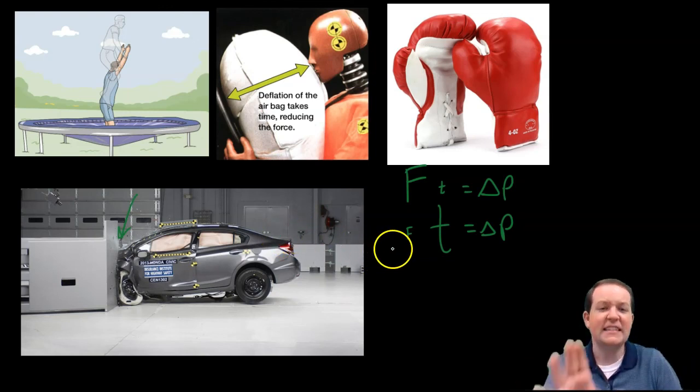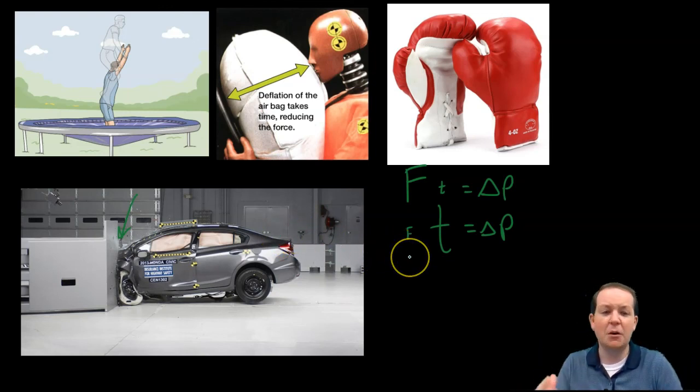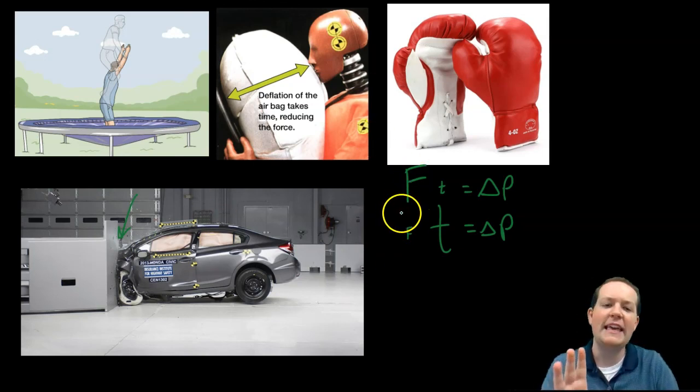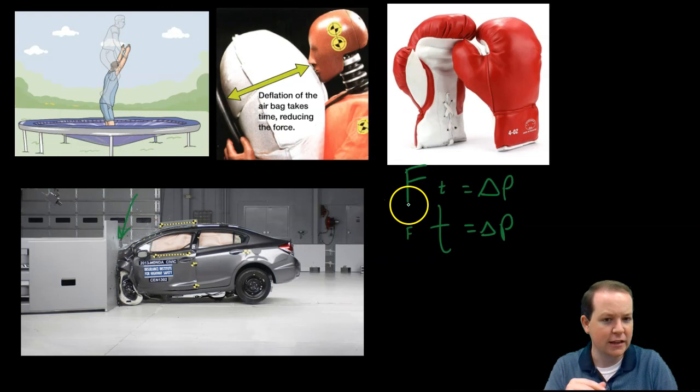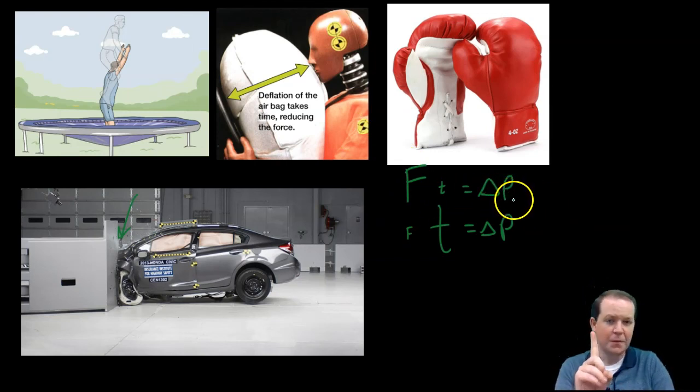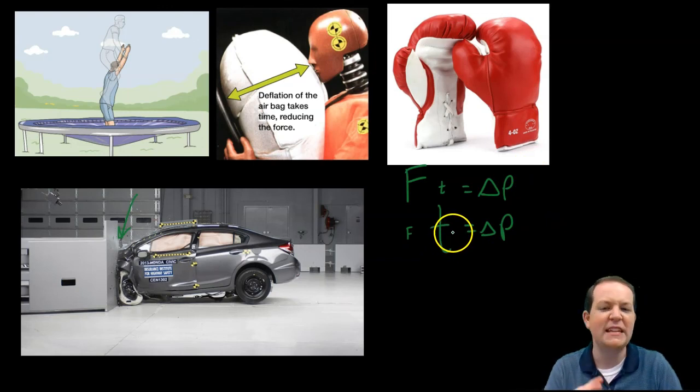So impact, safety. How do you keep someone safe? How do you decrease the force acting on them? You do it by increasing the time of a collision. Because if two scenarios have the same change in momentum, more time of impact means less force. That's the physics of safety.